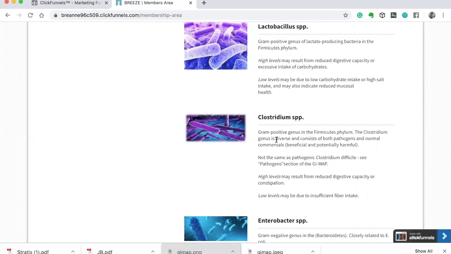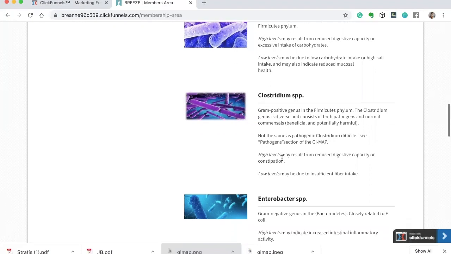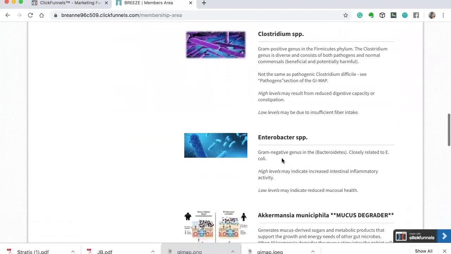High levels may, again, reduce digestive capacity or constipation. So you're seeing a trend here that you can think in the back of your head that if normal bacteria is elevating, we want to look at what is the digestive capacity? Is there constipation? What is their diet like? Is it high in carbohydrates? So keep that in mind. And low levels may be due to insufficient fiber intake. So really promoting that whole foods, lots of fibers, lots of whole grains, looking at adding in more fiber from those root vegetables, dark leafy greens as much as possible to promote the growth of the healthy normal bacteria.